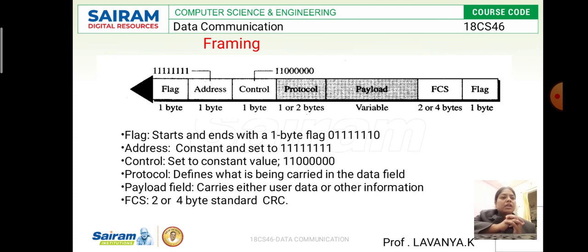Then what is the FCS? The FCS is nothing but the frame checking sequence. The frame checking sequence is used for 2 or 4 bytes, and these 2 or 4 bytes hold either a CRC, cyclic redundancy code, or a checksum code. Any one of the techniques is stored in the FCS. Then the flag is the same thing: it starts with the same data and ends with the same data. Starting and ending will be the same data, enclosed. So this is the framing format of the point-to-point protocol.